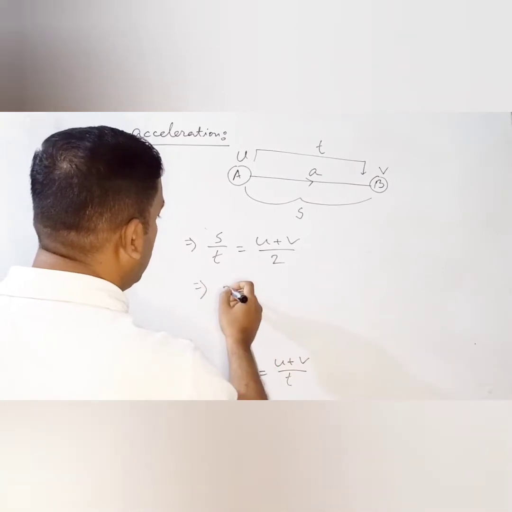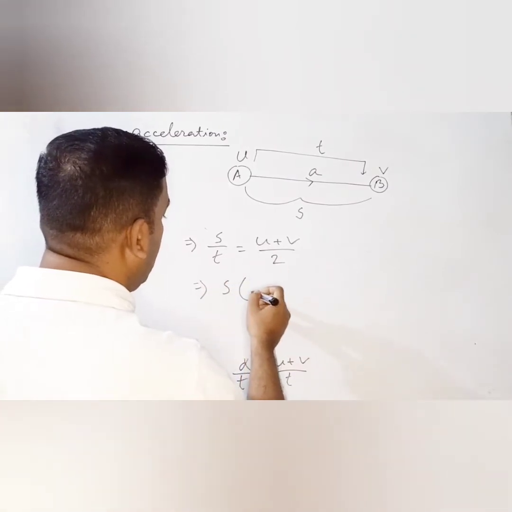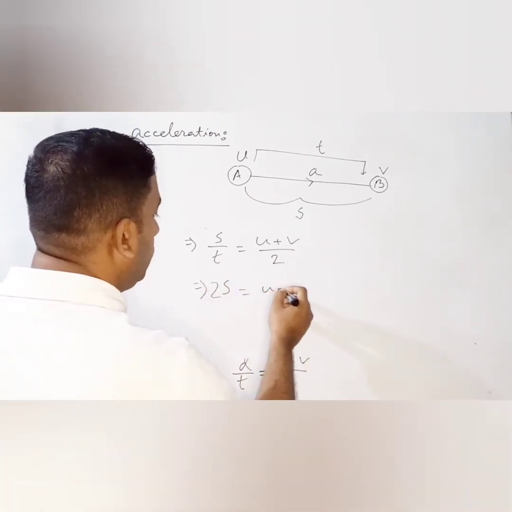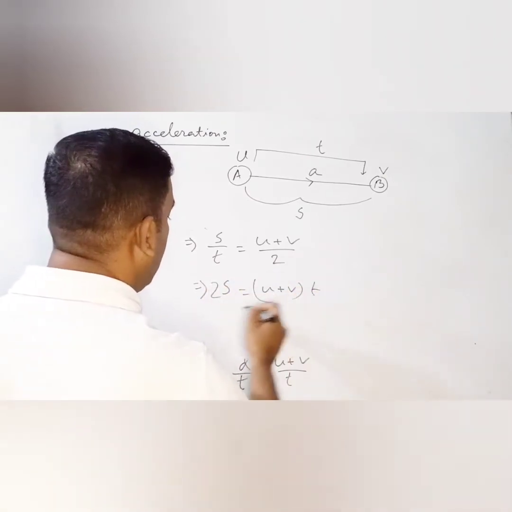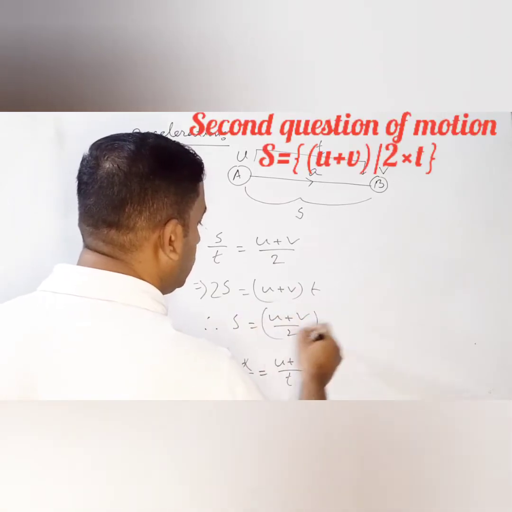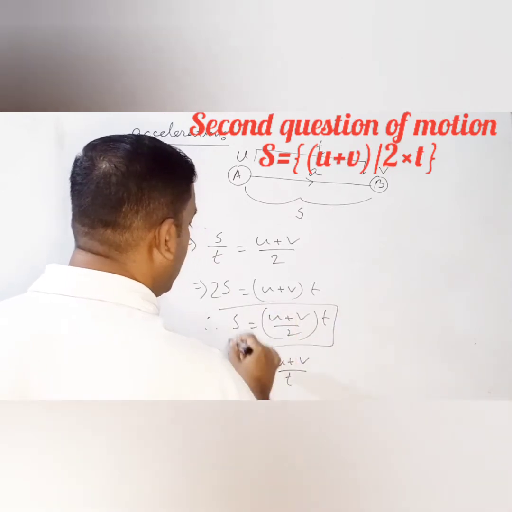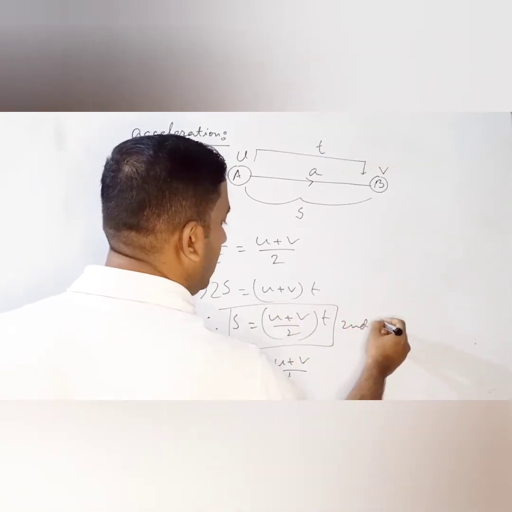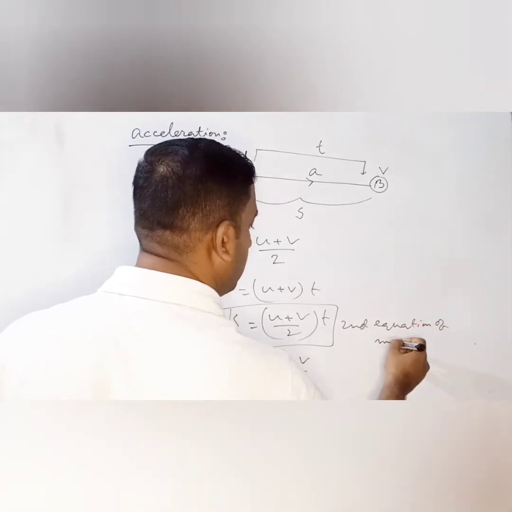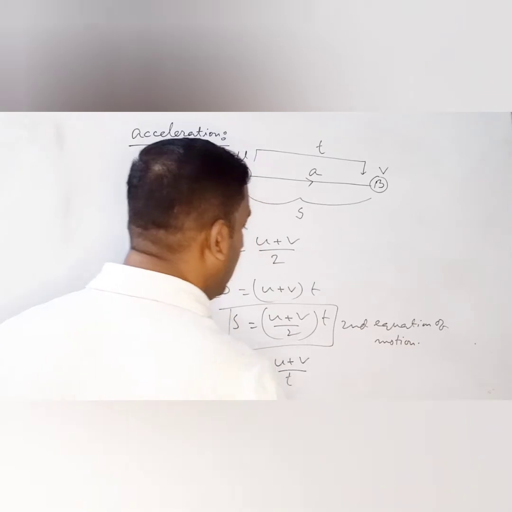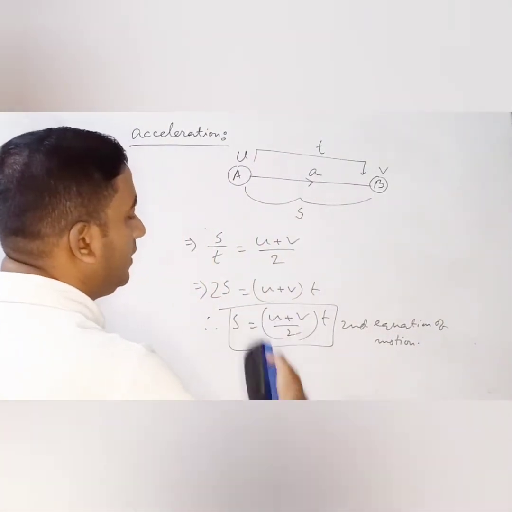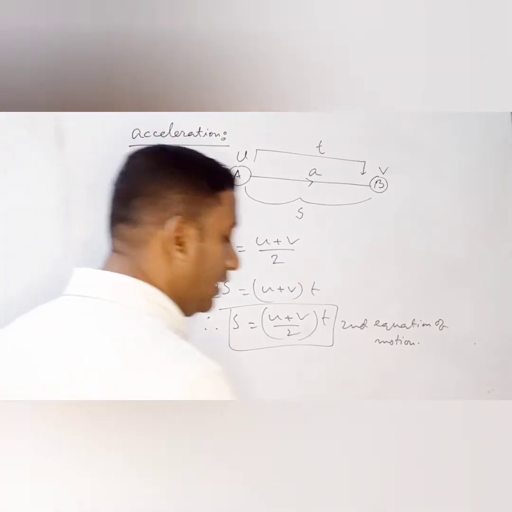Then if we cross multiply, it will be 2s equals u plus v into t. Therefore s equals u plus v by 2 whole into t. This is the second equation of motion. So what is the second equation of motion? s equals u plus v by 2 whole into t.